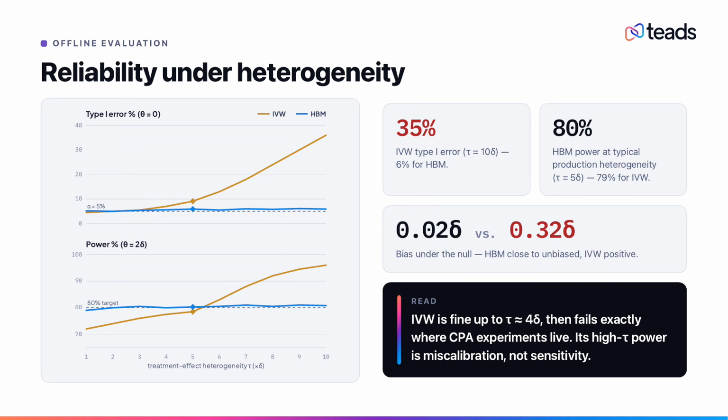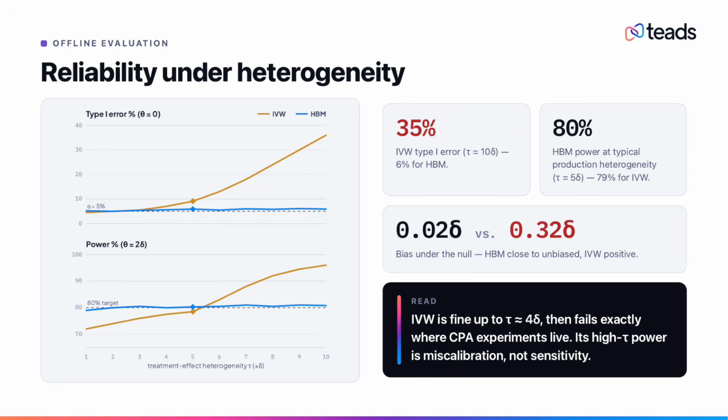Here are the main results. Under the null, the type 1 error of inverse variance weighting grows with heterogeneity, reaching 35% at tau equal to 10 delta. The hierarchical model stays close to the nominal level at 6%. Bias tells the same story, 0.02 delta for our model versus 0.32 delta for inverse variance weighting.